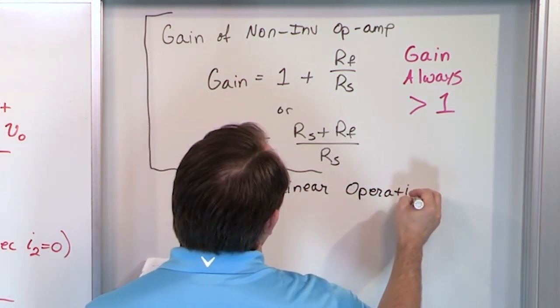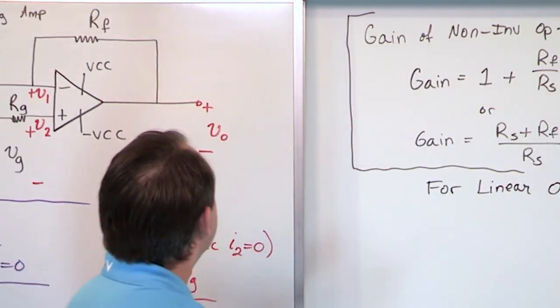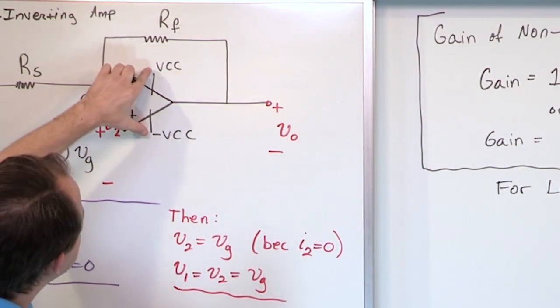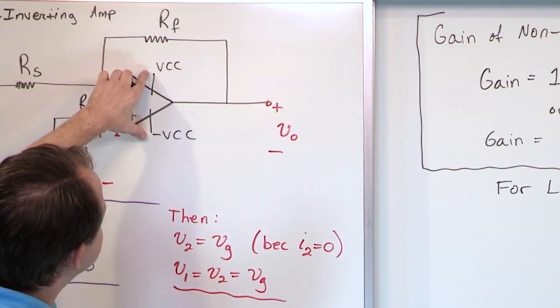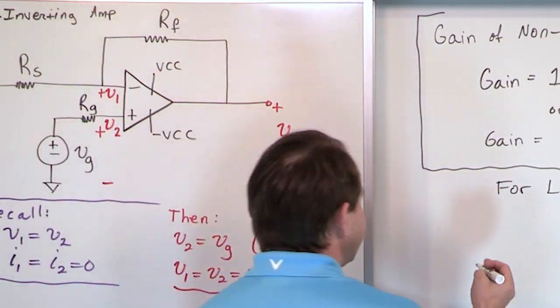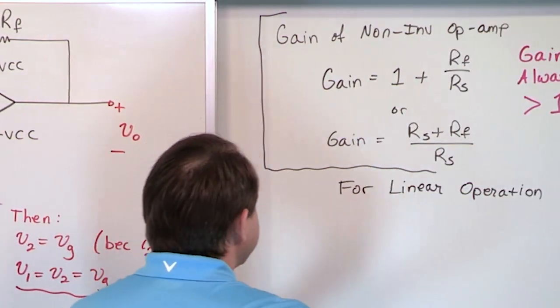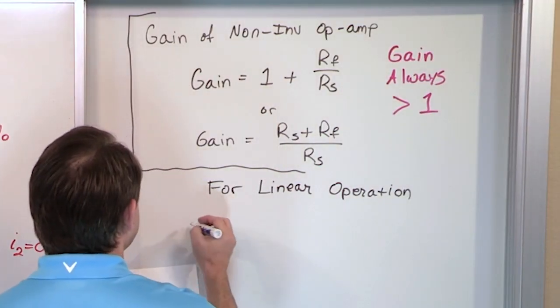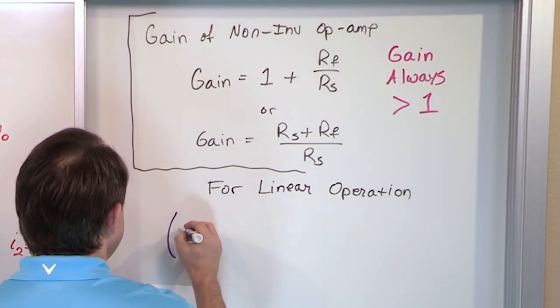Remember, what does linear operation mean? It means that the output of the amplifier, V out, has to be between these power supply signals that we have. So something you're going to see in your book probably at some point is going to be an equation that looks like this. It's not terribly useful, but you'll see it, so I'm going to explain it to you. You'll see something like this.